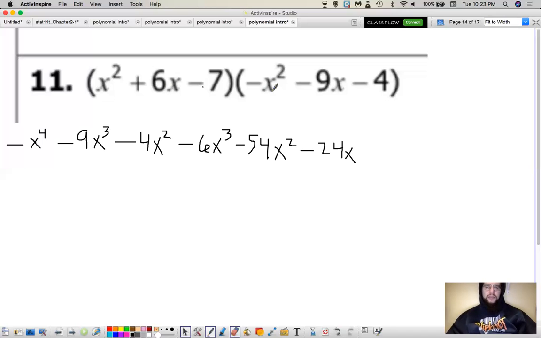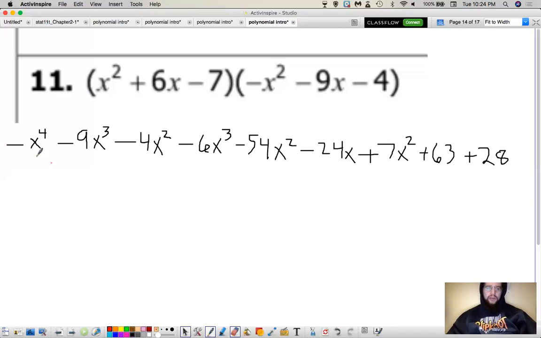Negative 7 times negative x squared is positive 7x squared. Negative 7, negative 9x, positive 63x. Negative 7, negative 4, positive 28. 1, 2, 3, 4, 5, 6, 7, 8, 9. Got 9 terms, so I have the right number of terms. Doesn't guarantee I'm right, but if I don't have 9 terms, I know I'm wrong. Hopefully we're okay.